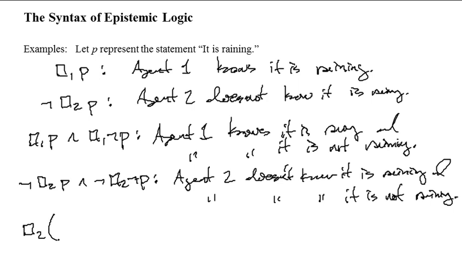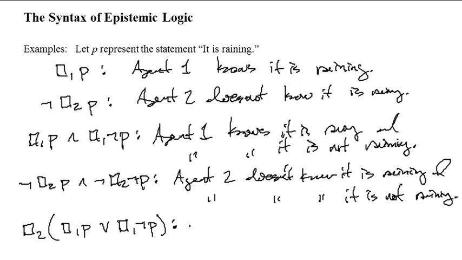I can take the box subscript 2, that is agent 2 knowing something, and apply that to a statement about the knowledge state of agent 1. So I could write something like this: box 2 of (box 1 P or box 1 not P).